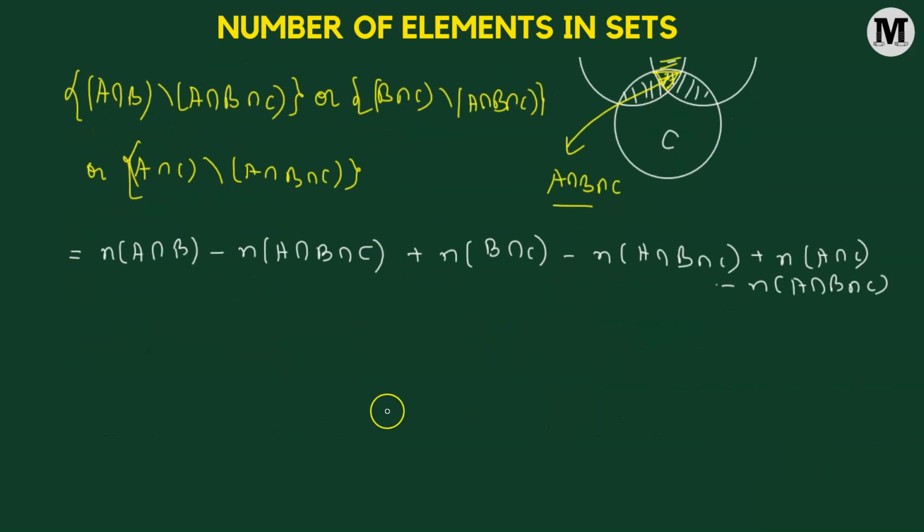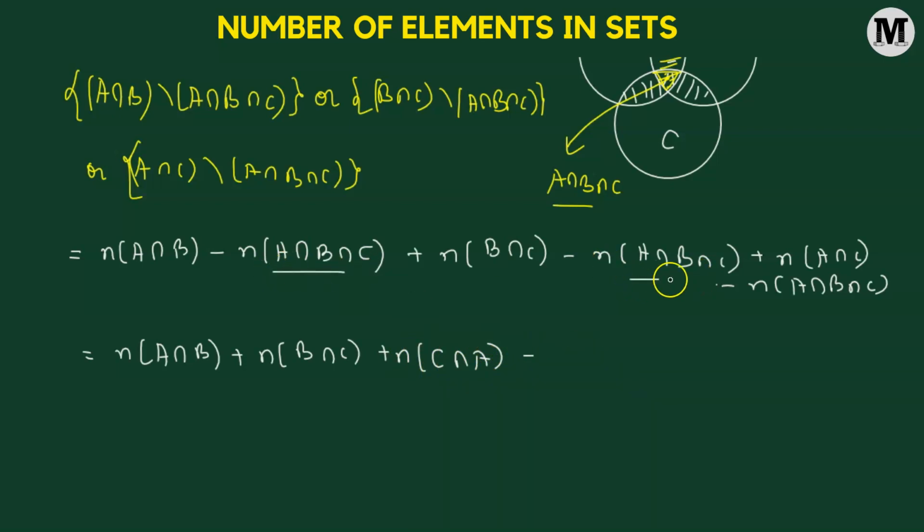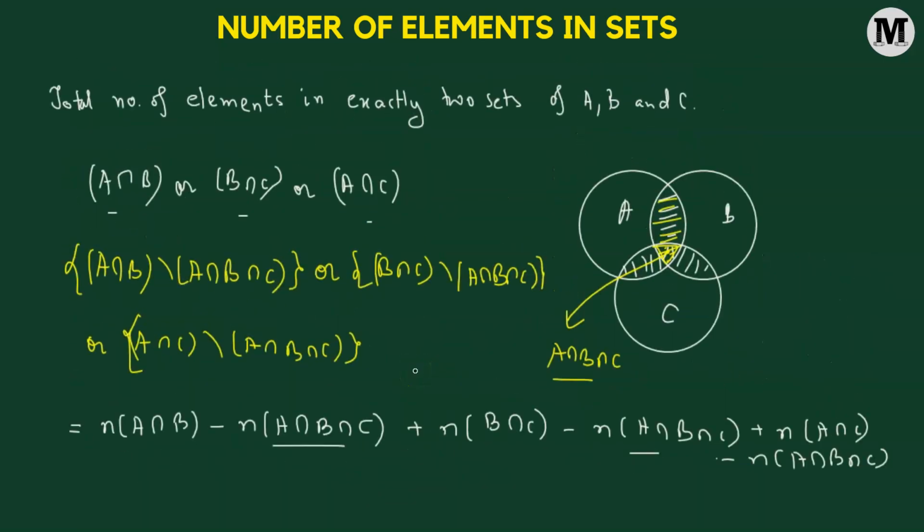Now if we combine them, we get the final result. We take the total number of elements in A intersection B, add it to the total number of elements in B intersection C, added to the total number of elements in C intersection A, minus, now here this number is repeating 3 times, so 3 times the total number of elements present in A intersection B intersection C. So this is the formula that we will be using when we are interested in finding the total number of elements present in exactly 2 of the sets.